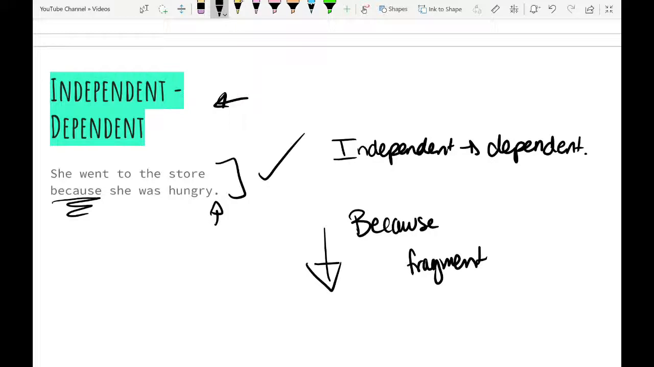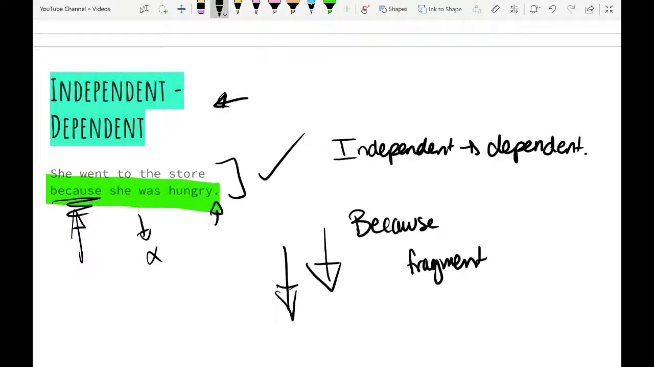Okay, I see many students do this. I'll see many students say something like, because she was hungry, and then I point out that this is wrong, and they go, oh, it's because I started with a because, and I say, no, not quite. You have a dependent clause there. We need an independent clause. So let's take a look right below and see how that's written.